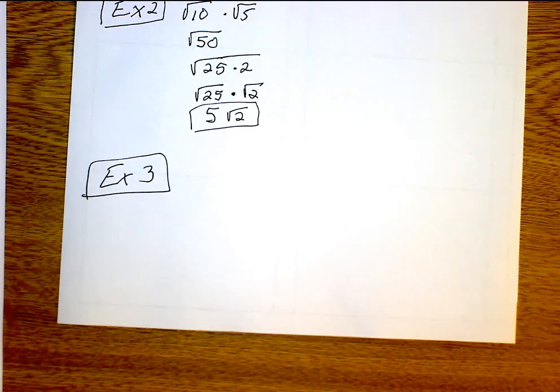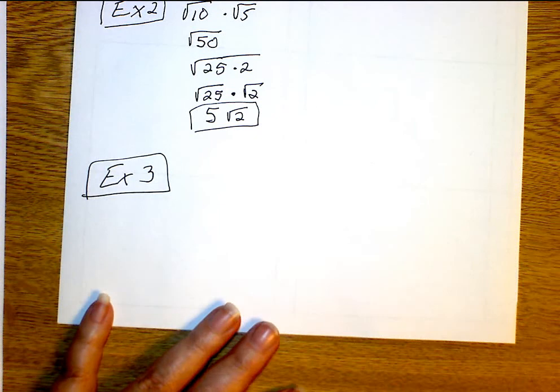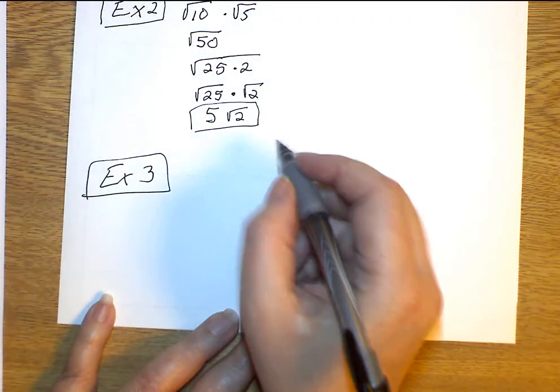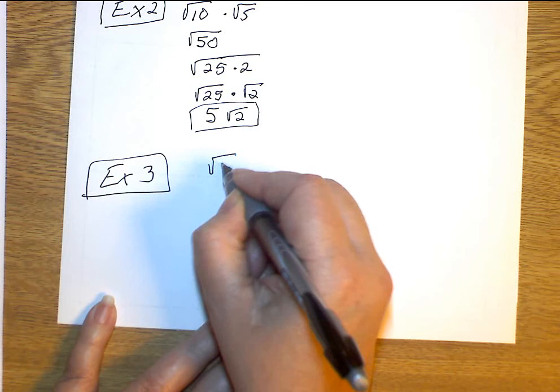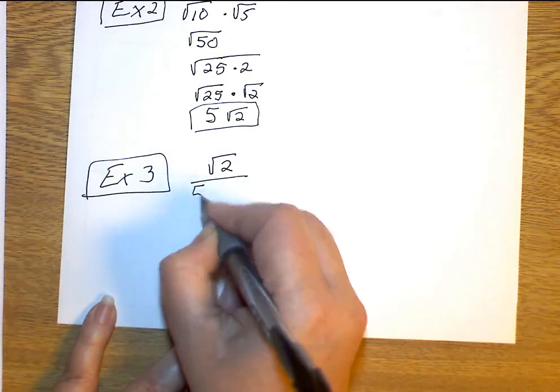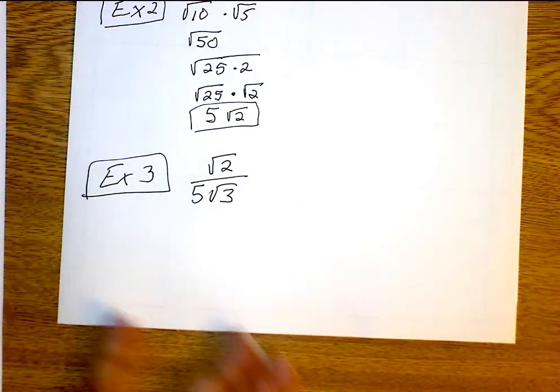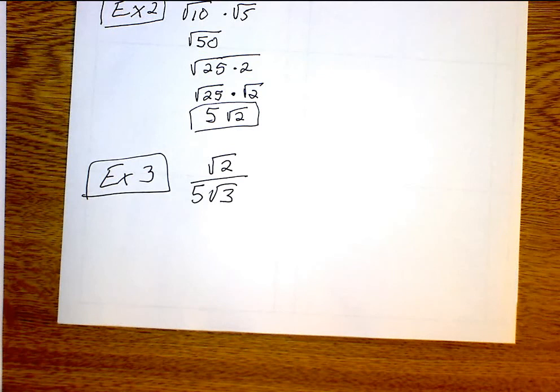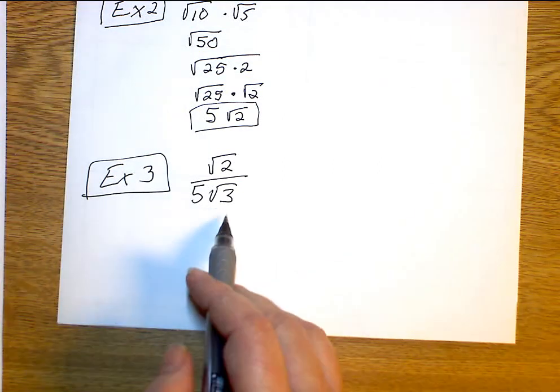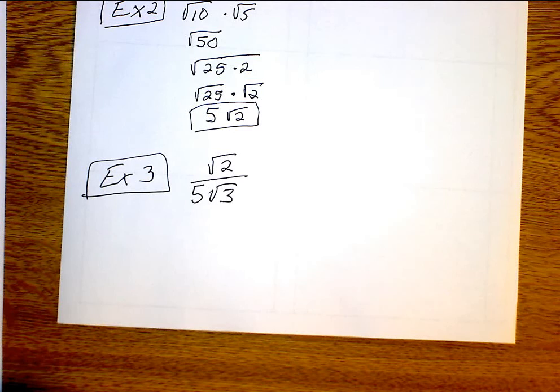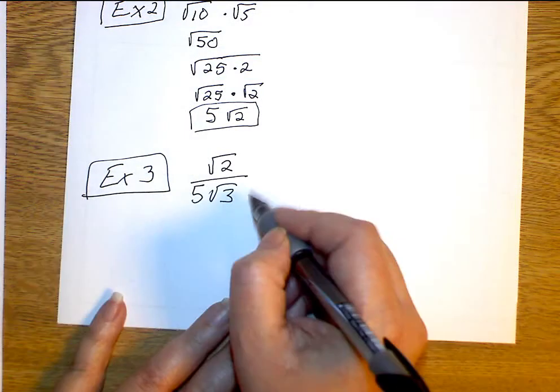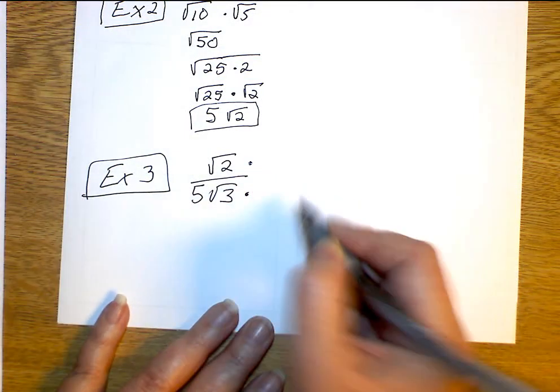All right. Example 3. The square root of 2 over 5 square root of 3. There is a rule that you have to remember. You cannot have the square root on the bottom. So we have to get rid of the square root. So we have to multiply the top and bottom by the square root that's on the bottom.